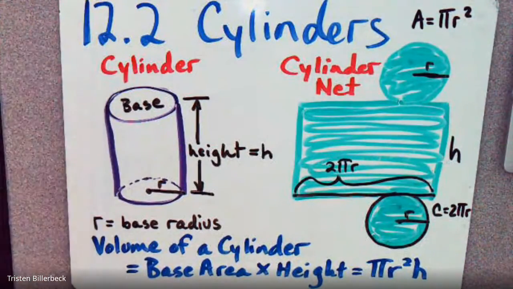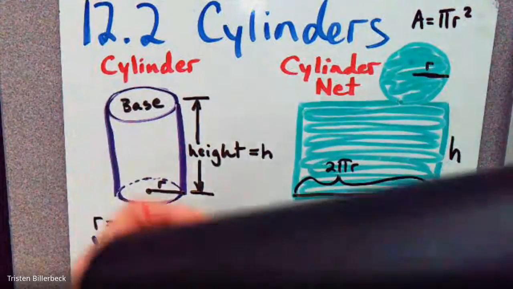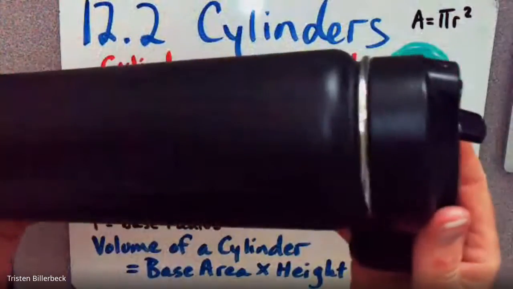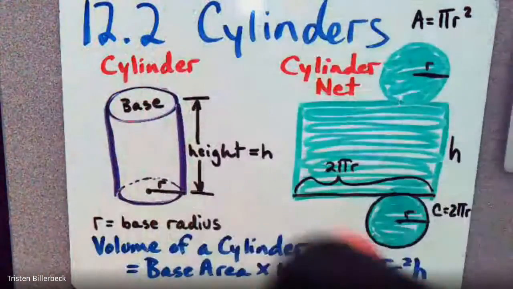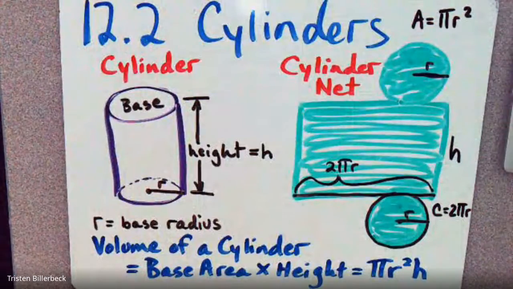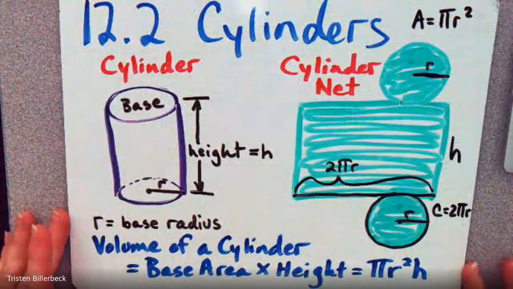We are going to talk about 12.2 cylinders. So we use cylinders all the time, for our water bottles. Our water bottles have an end here and an end here, so we have to make sure we include those ends when we think about cylinders.